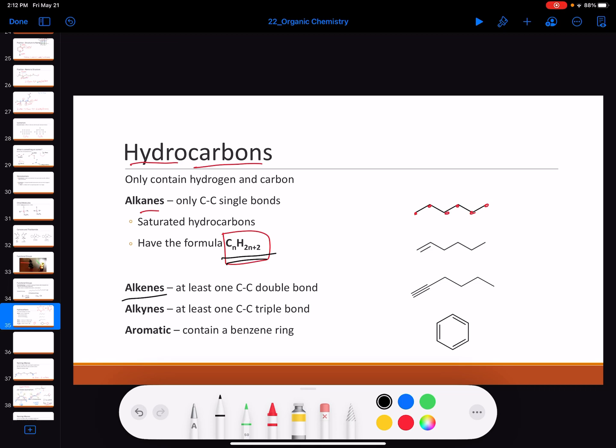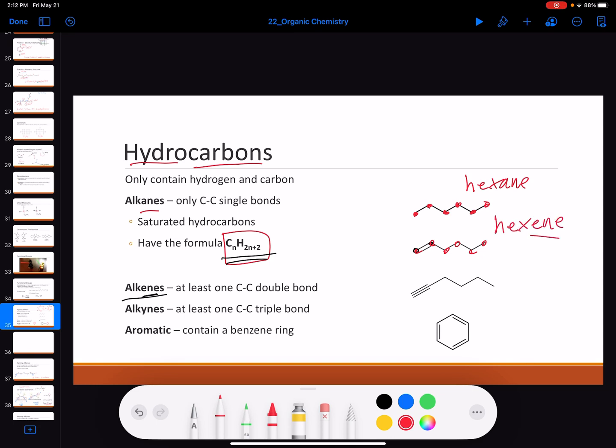All right, so next we've got alkenes. The ene ending tells me that I've got a double bond in there. You can see that here between these 2 carbons, I've got a double bond. So we already learned how to name this one. 1, 2, 3, 4, 5, 6 is hexane. What about this one? 1, 2, 3, 4, 5, 6. This would be known as hexene.